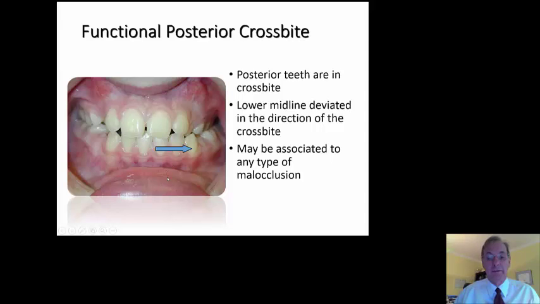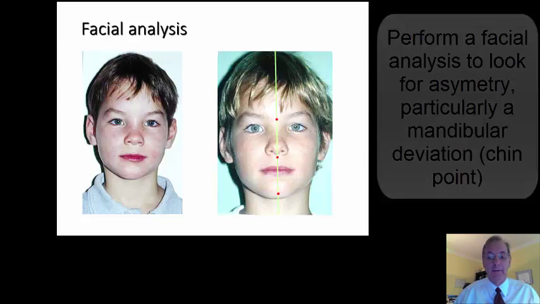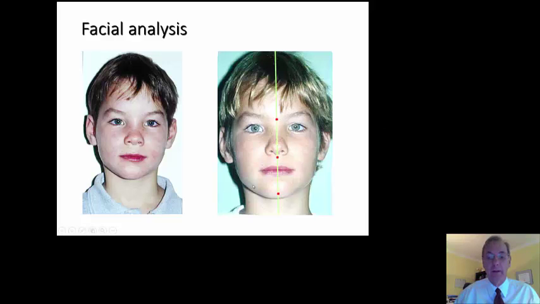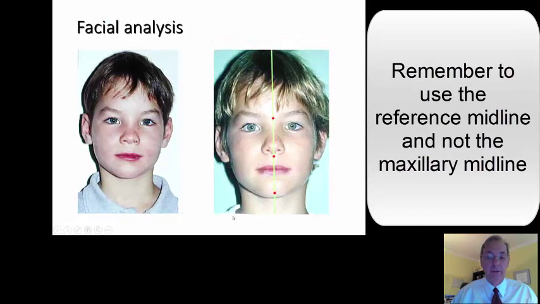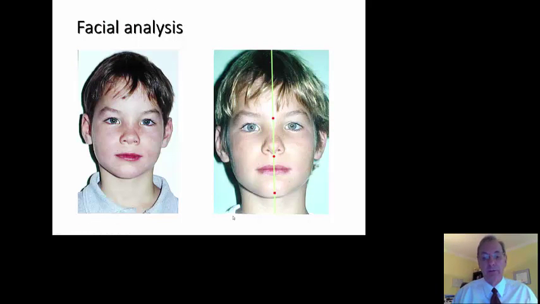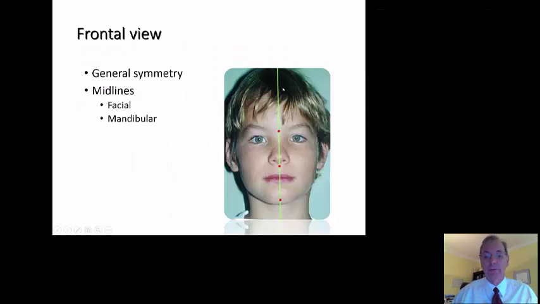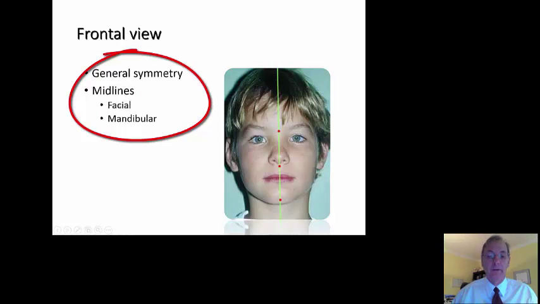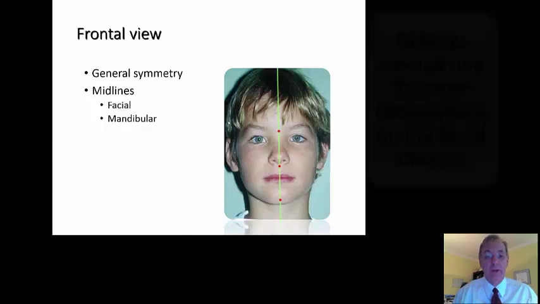It's not only a class 1 problem, it can be class 2, it can be class 3, it doesn't really matter. So please make sure you perform the facial analysis to look at, as we can see here, the reference midline and the mandibular midline. Make sure that you identify any deviation at the chin point to see if the patient presents with a posterior crossbite that has the potential to be functional. You look at the general symmetry of the patient, and look at the midlines, facial and mandibular. We've seen that in module 1. You should do this for every patient you examine, regardless of the presence or not of a crossbite.